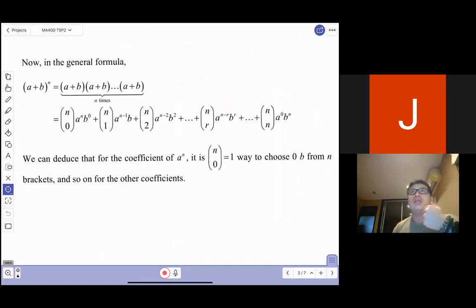So in general, this is the formula, which I showed on the first page. I'll show again. For the coefficient of a power n, this is n choose 0, 1 way to choose 0 b from n, because there's only 1 way not to choose. That means I don't choose my b, and so on for the other coefficients. Note that this r is increasing 0, 1, 2, 3, because 0 means I don't choose any b. 1 means I have n choose 1 ways, it's n ways to choose 1 b. N choose 2 ways to choose 2 b's. N choose r ways to choose r b's, and so on and so forth. This is the formula.